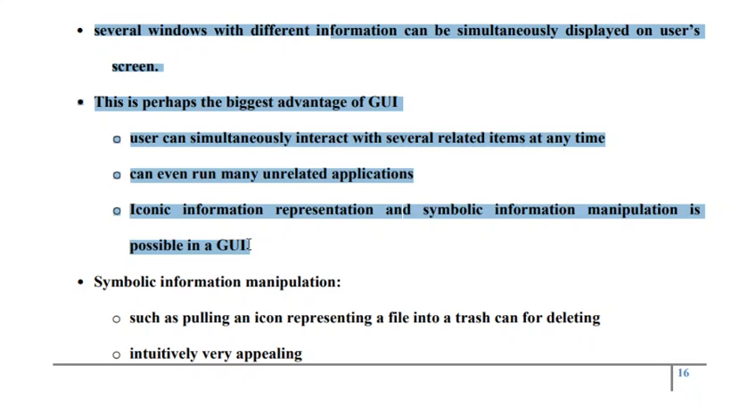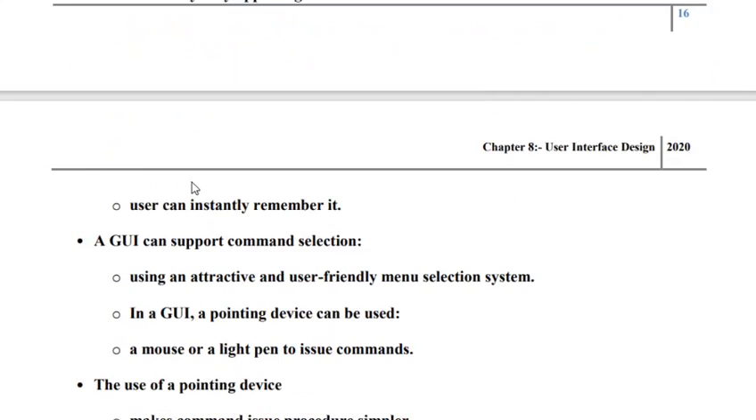So we can represent various objects of interest using icons, and we can go for symbolic information manipulation, where we use symbols in order to manipulate information. For example, if I want to delete a file in the Windows operating system, we can drag that particular file and place it in the recycle bin. That is called symbolic information manipulation. This is perhaps one of the biggest advantages of a graphical user interface.